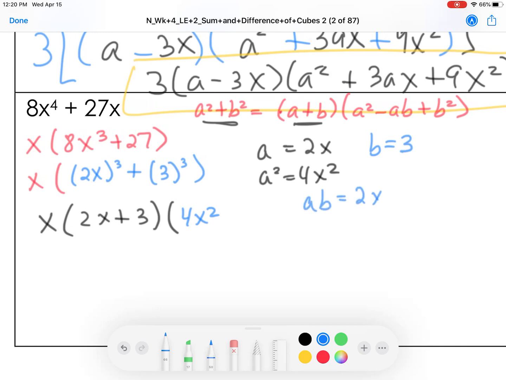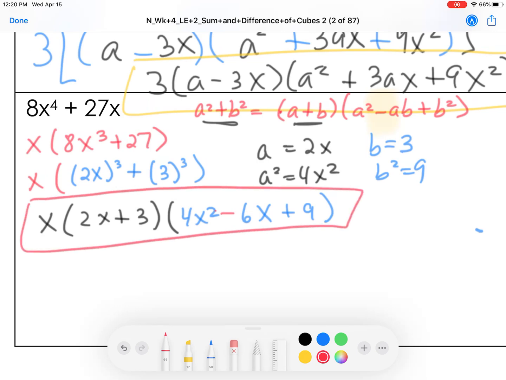So a times b is going to be 2x times 3, or 6x. And then since b is 3, b squared will be 9. So, whoops, plus 9. And since I have something wrong, do you notice that in the middle here, my formula has a minus? The formula is a minus here, so I needed a minus right here. So that is the factored form of our sum of cubes.